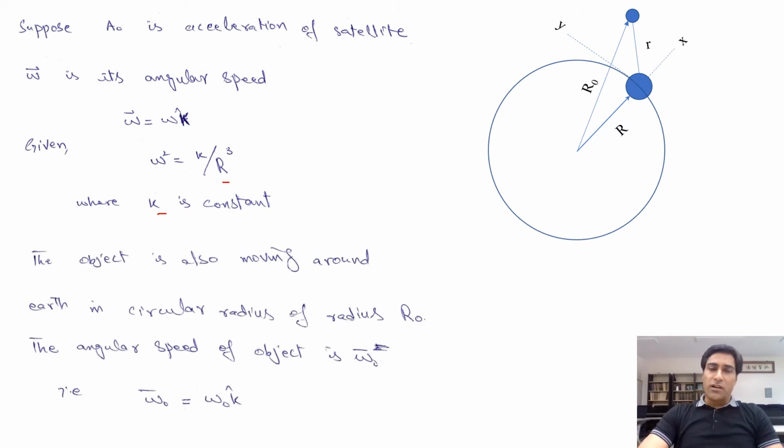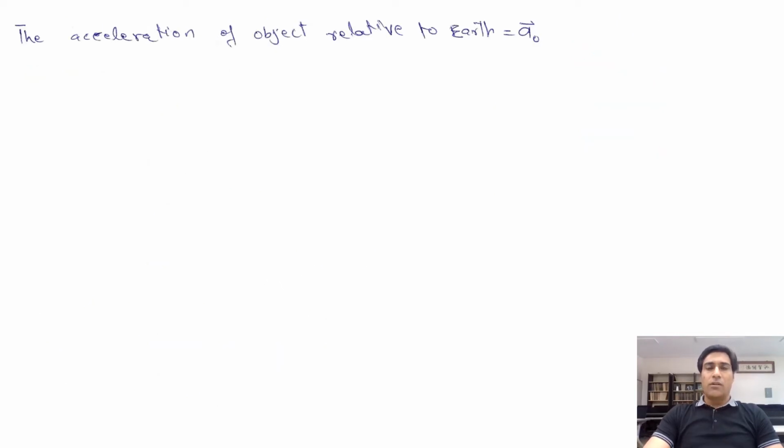The object is also moving around Earth in a circle of radius r naught. So this object is also moving around Earth with radius r naught, and the angular speed of the object is omega naught, which equals omega k unit vector. The acceleration of the object relative to Earth equals a naught, small a naught.